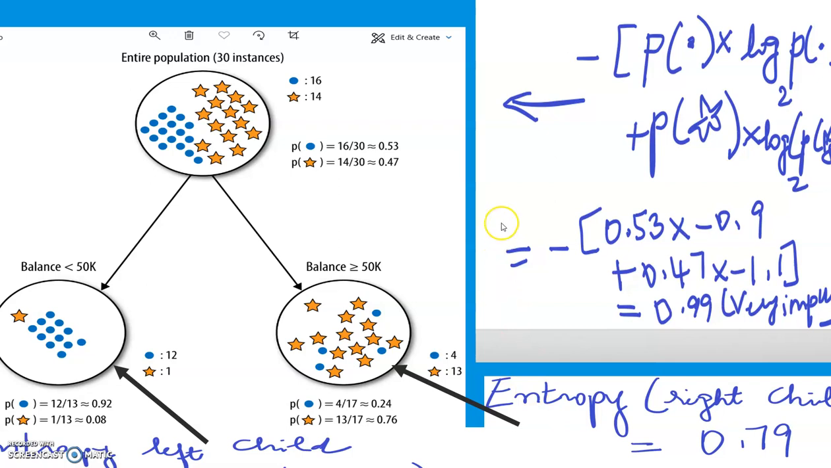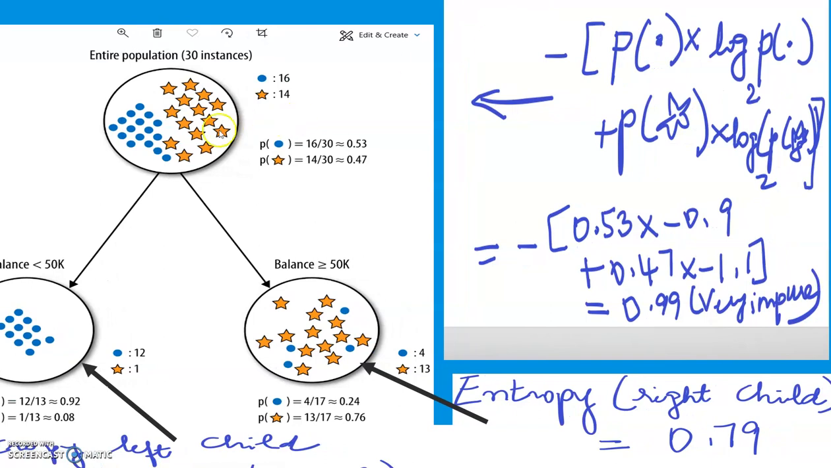So let's first take a look at the parent. This is the parent node again. The parent node has 30 customers altogether. Probability of a blue dot is 16 over 30. Probability of a yellow star is 14 over 30. And you can put the 0.53 and 0.47 together using the entropy formula like so. Negative of the probability of a blue dot multiplied by the log of the probability of the blue dot, plus the probability of a yellow star multiplied by the log of the probability of the yellow star. This is a yellow star, so forgive me for my drawing here.